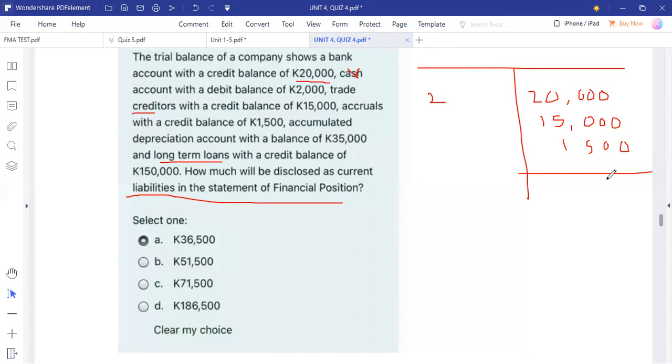So this is 500 here, and this is 6, and this is 3. So we get 36,500. So these ones are called what? Our current liabilities. This is how we get this figure. So you need to identify which ones make up the current liabilities.